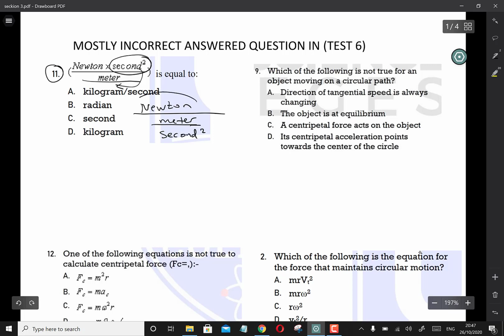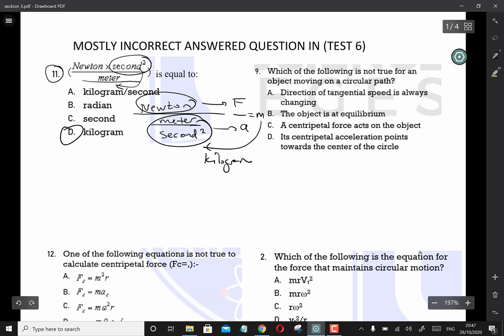We know that Newton is the unit of force. Meter per second square is the unit of acceleration. If we divide force by acceleration, we get mass. So what is the unit of mass? Kilogram. So the answer will be D here.